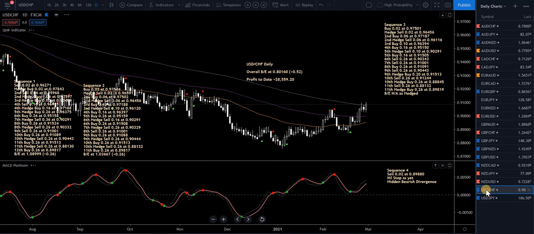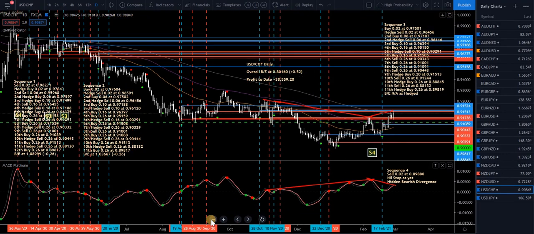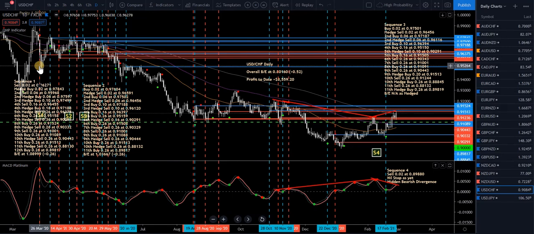All right. USD Swiss Franc. This is my problem pair. That's why I leave it to last. Now, I'm in a few sequences from way back here. Got this cluster of trades up here. Got the small cluster of trades in here and a couple of trades down there.